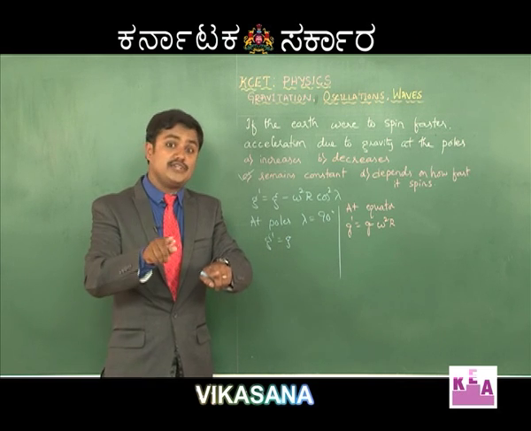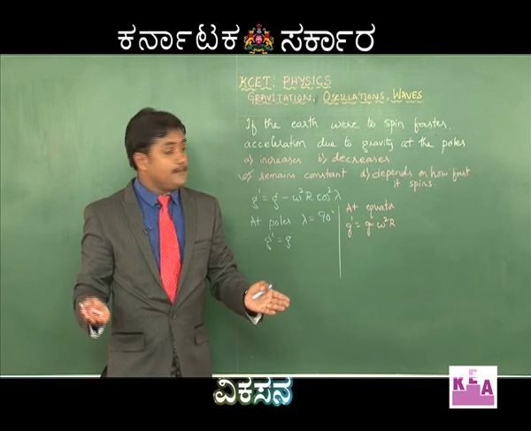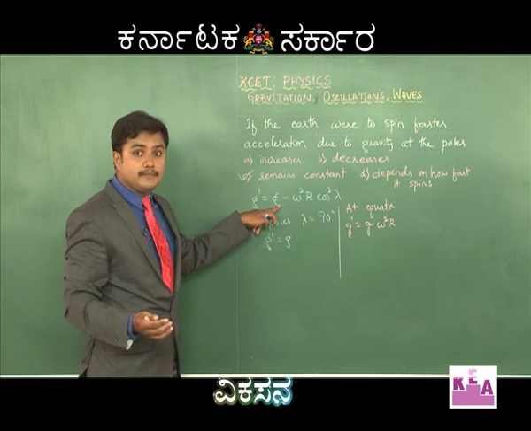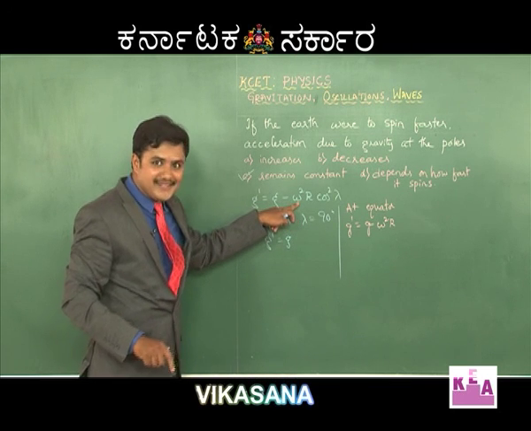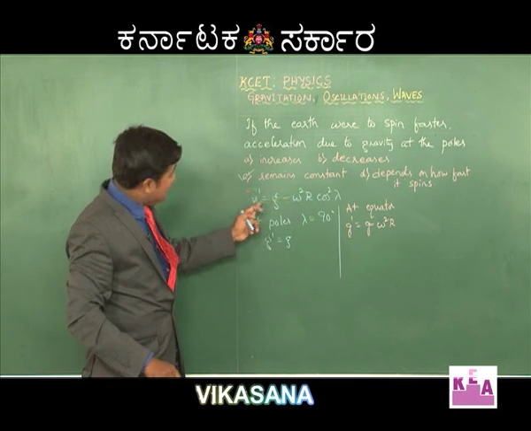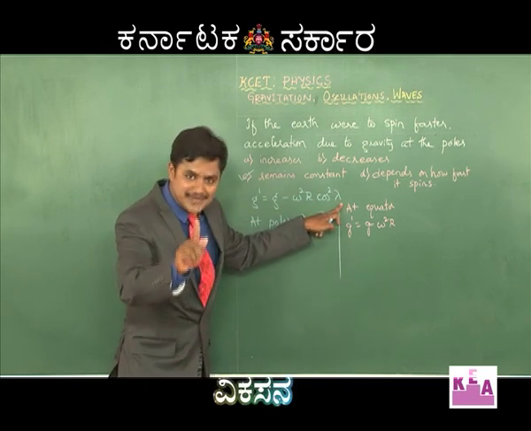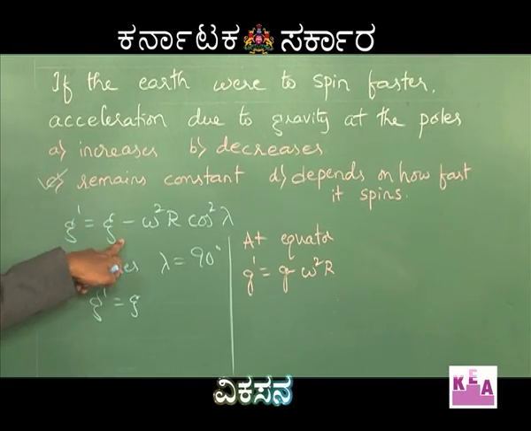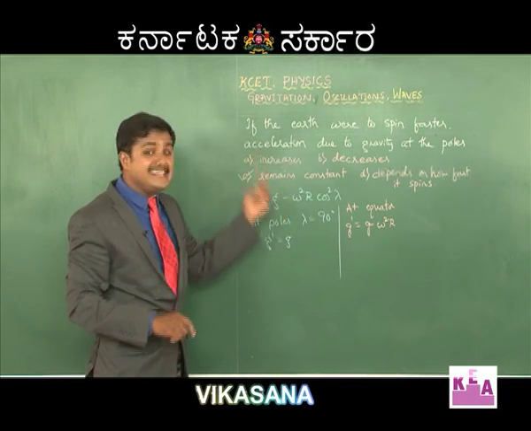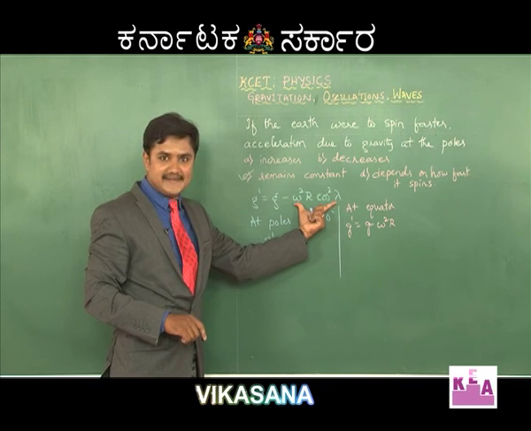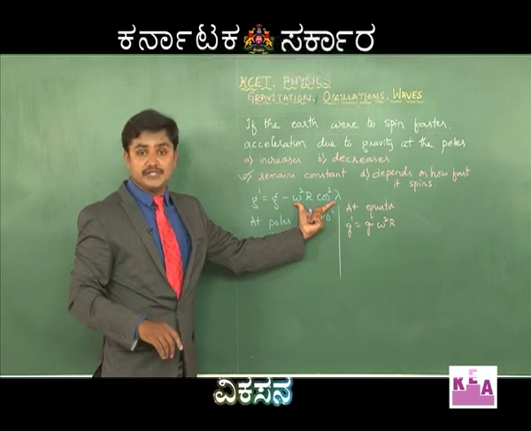Similarly, if the same question is asked for other than equator or poles, you have to go back to the same expression. Here, if earth stops rotating, put omega is equal to 0, the value g minus omega square r cos square lambda reduces to g dash is equal to g. Now what is the change in g? g has increased by this quantity, omega square r cos square lambda. This is also a probable question.